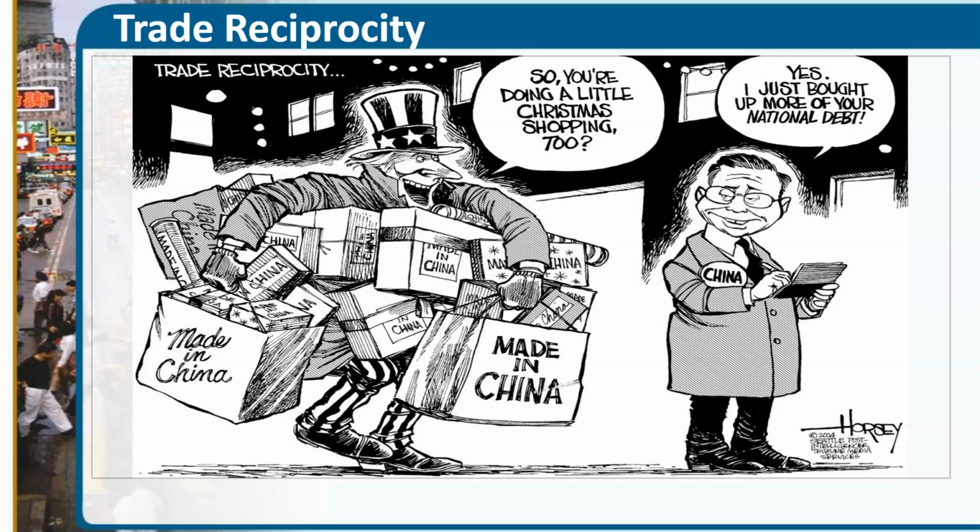A joke being made here about the national debt and treasuries being purchased as a result of all of the holiday shopping going on, goods that are made in China.